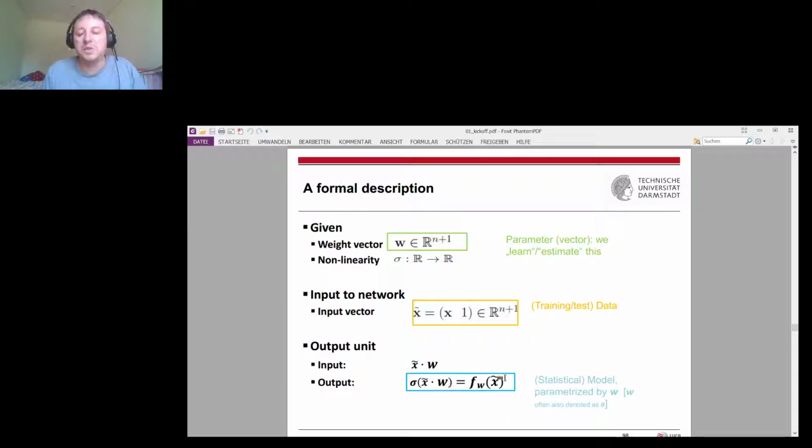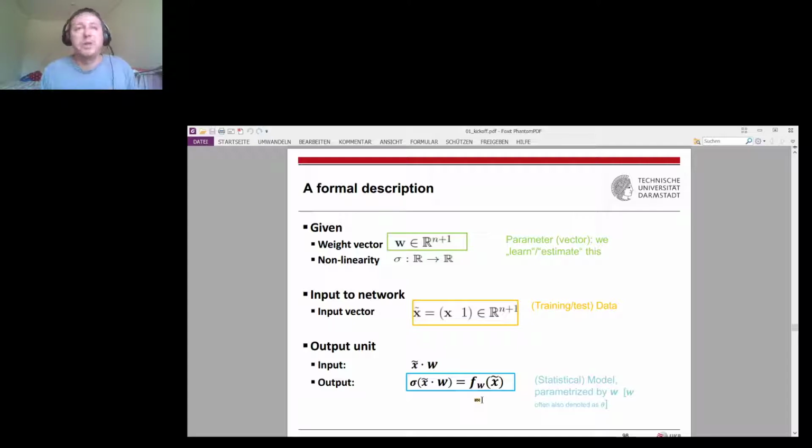So what are we doing? We take the input x, coming from the real world, and we put a mathematical operation on top of that. This mathematical operation is given by multiplying our x with the weight vector w and then putting the nonlinearity there. So this can be rewritten as a function f_w that operates on the input x, and this f_w we call our model. This is our maybe statistical model, and it's parameterized by some vector w.